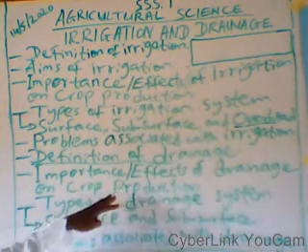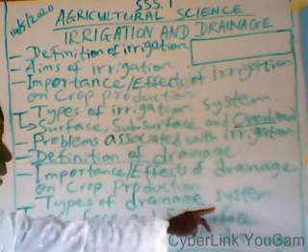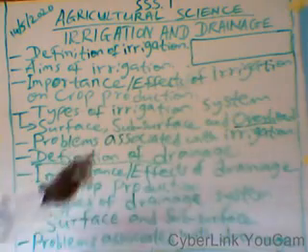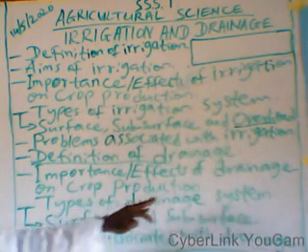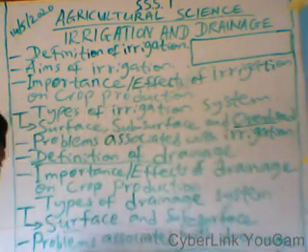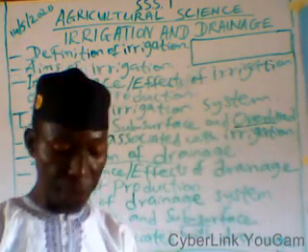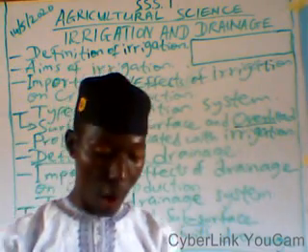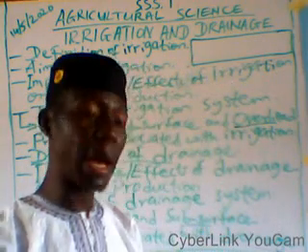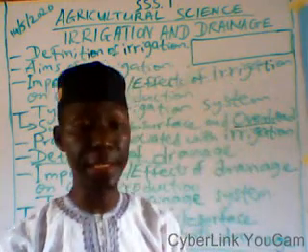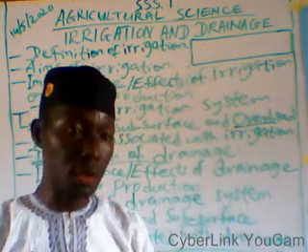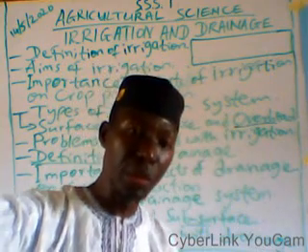We also have types of drainage system, the same way we have types of irrigation system. But here we have two types of drainage system. 1. Surface drainage system and 2. subsurface drainage system. What is surface drainage system? This is a system of removing excess water artificially from farmland by using constructed open drains, field drains, and land grading. Once all these things are done, the excess water on the farm will be drained away.